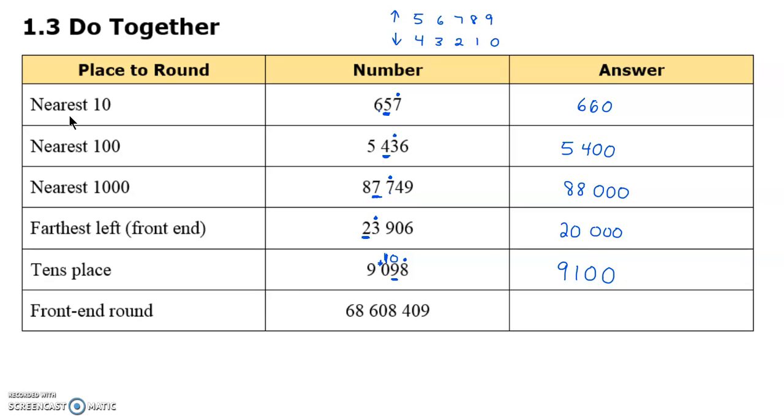And then the last one here is a front end rounding. We're going to round right to the front. We look next door. The 8 is going to push the 6. The 6 becomes a 7 and everything else becomes zeros. The 8 becomes a 0. 608 becomes 0. 409 becomes 0. 68,608,409 is closer to 70 million than it is to 60 million.